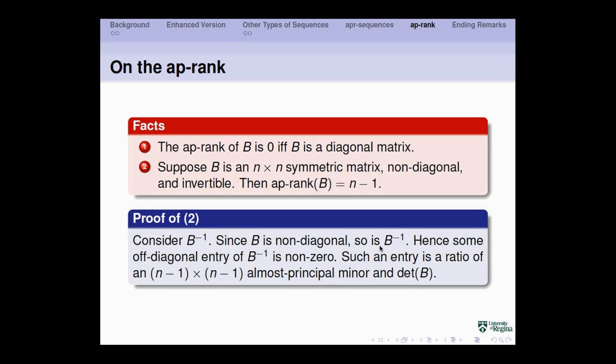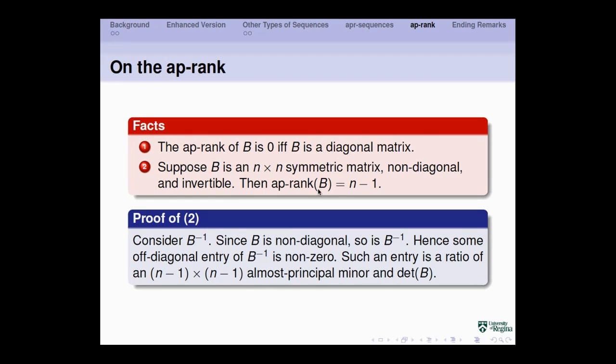But everybody knows that the entries in the inverse can be calculated using the adjugate matrix divided by the determinant, and the entries in the adjugate matrix off the main diagonal are almost principal minors. You can check that. And so this is a simple little proof that if the rank of B is n, then the AP rank is n-1. So the natural question is, is the AP rank always 1 less than the rank? Here the rank is n, here the AP rank is n-1.